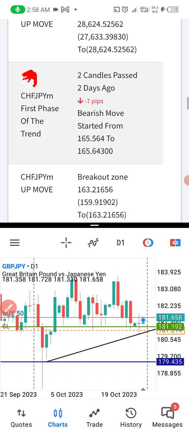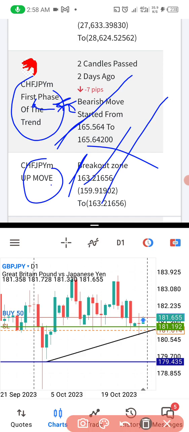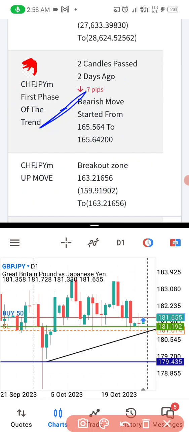Let's go again. This is another one. This is what first phase is telling us. What a first phase is, is very simple. If you're smart, you understand what I'm saying. First phase, bullish move. But what the breakout zone is telling us is still up. Do you understand?